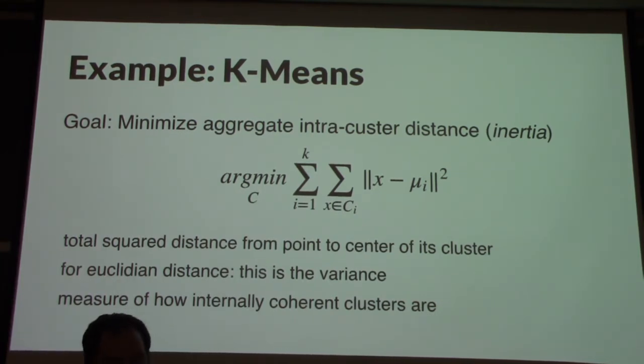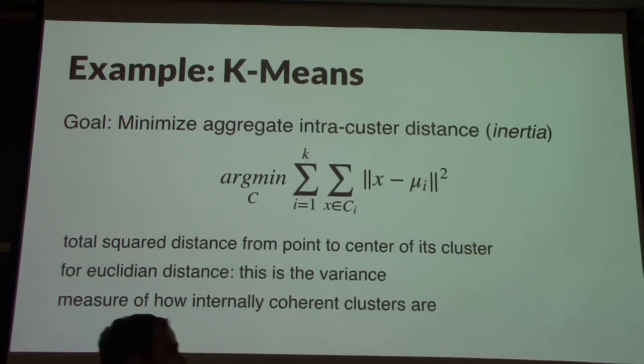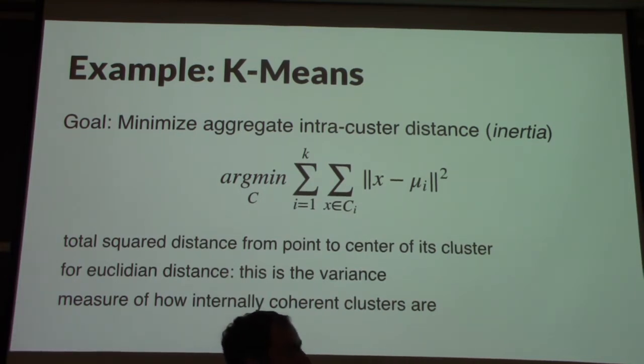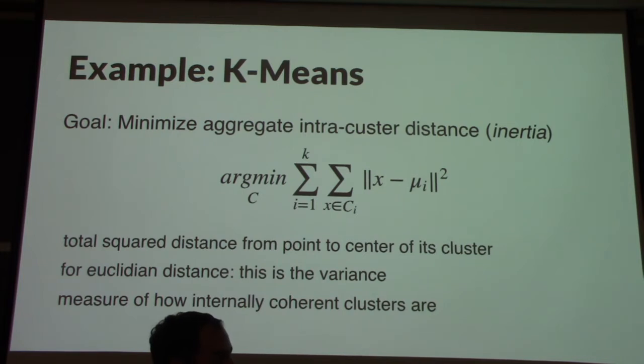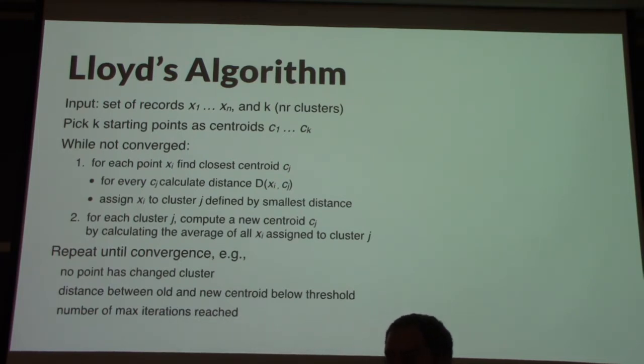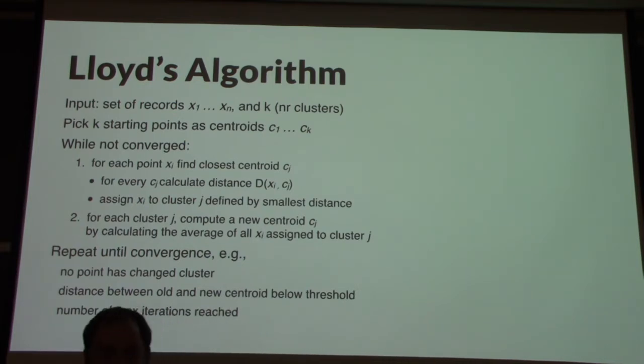We kind of want to minimize the total square distance from a point to the center of its cluster, and this also corresponds to the variance for the Euclidean distance. It's a measure of how internally coherent clusters are. And so how does the algorithm work? You take as an input a set of records from x1 to xn and a k. The k here is user specified, the number of clusters.